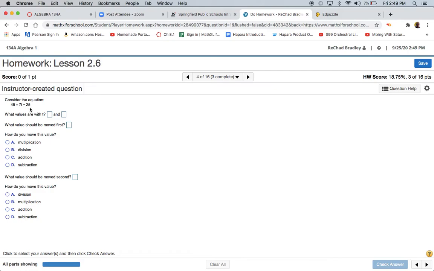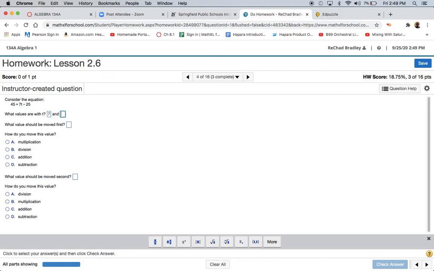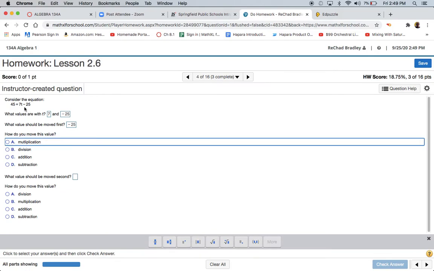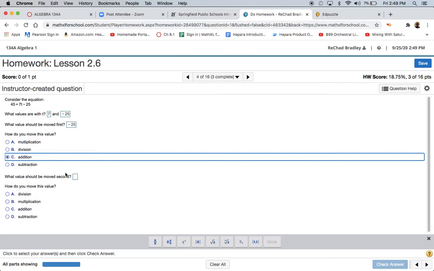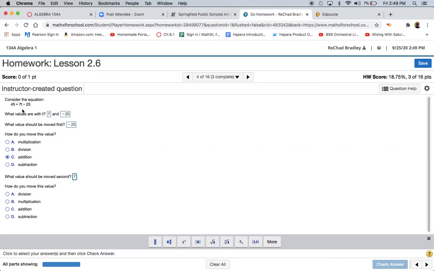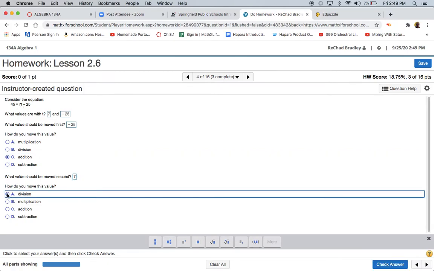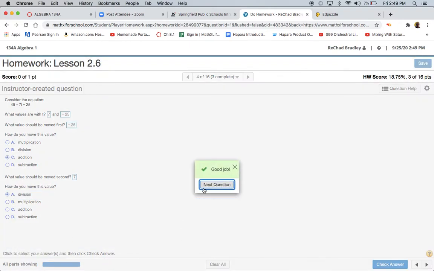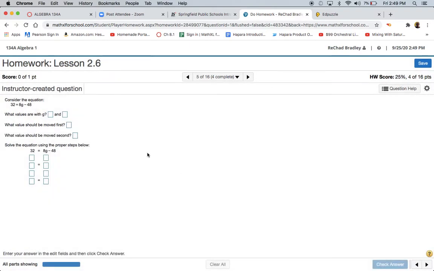Here, the values with t are 7 and negative 25. The value that should be moved first is the negative 25. In order to move it, it's minus 25, so we want to add. The value that should be moved second is the 7. That's 7 times t, so we need to divide to get rid of that. So again, the main part of this is just making sure you work on your decisions.